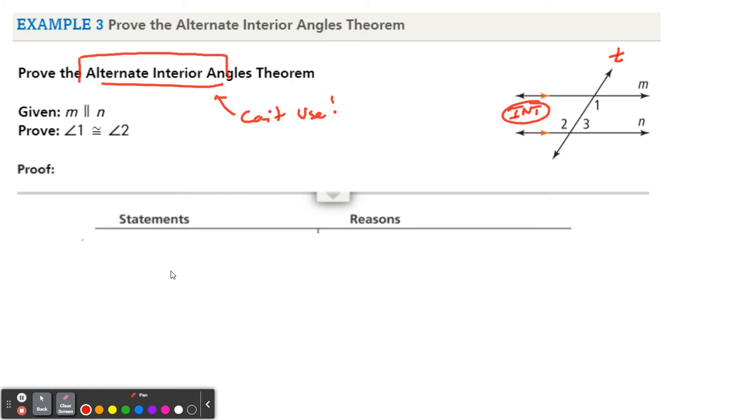So any proof always starts with a given. So let's start with M parallel to N. That's going to be given to me.